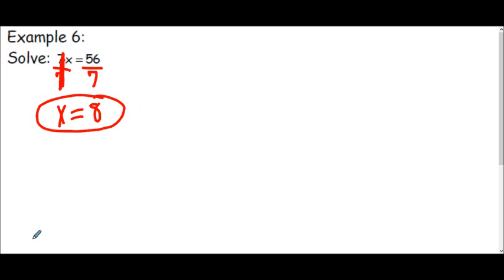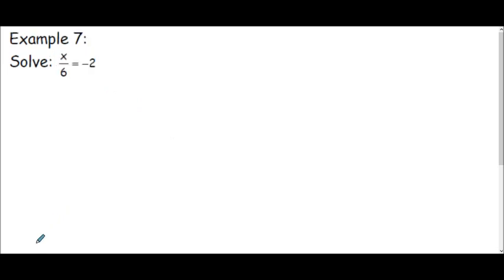Beautiful. Moving on. Now, what operation does this fraction bar show? It's division. And what is the inverse operation for division? Multiplication. So we're going to multiply by this 6. And remember, something a lot of students forget, especially on this type of problem, is that we have to do that on both sides of the equal sign. So I multiplied by 6 here. I'm also going to multiply by 6 over here.